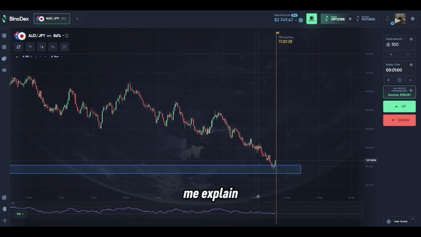Now let me explain the essence of this strategy to you. So take a look, our price for this currency pair is marked in purple, the overbought zone line is marked in red, and the oversold zone is marked in green. When the price touches the green oversold zone, we open a trade to go up. When the price touches the overbought zone, we open a trade to go down. So the strategy is as simple as possible. Alright, let me find another currency pair and we'll open our next trade.